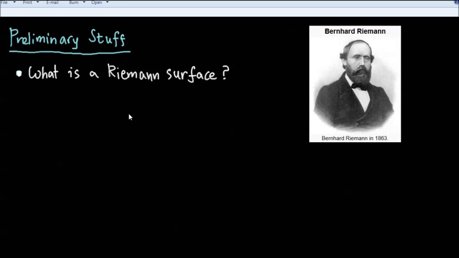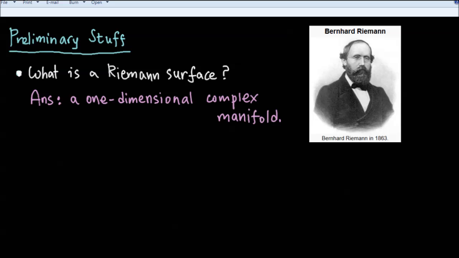Let's first go over some of the preliminary material about Riemann surfaces. What is a Riemann surface? One short answer, a little longer than the two words "Riemann surface", is a one-dimensional complex manifold. It reveals a little bit of its nature: it's really about the complex numbers. One-dimensional means it can be parameterized with one complex variable. So that's one description.